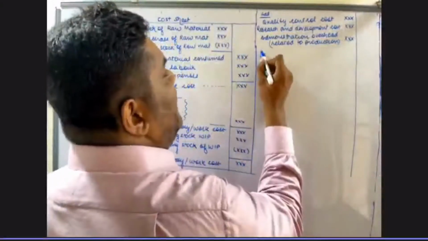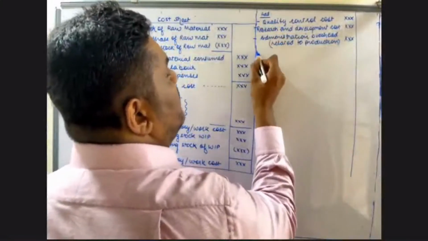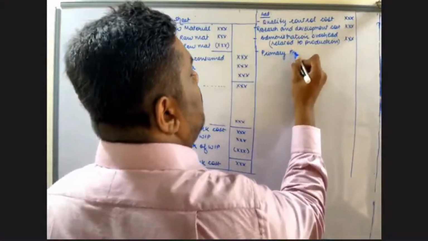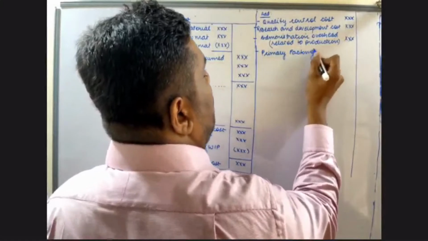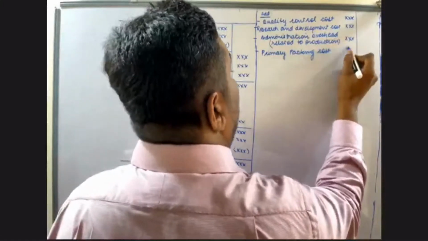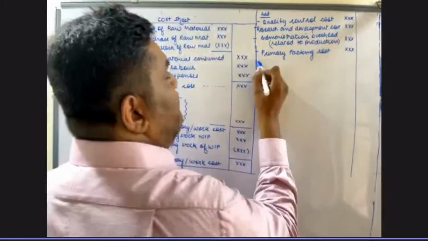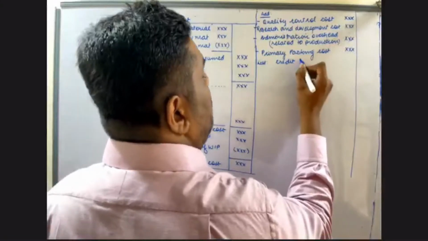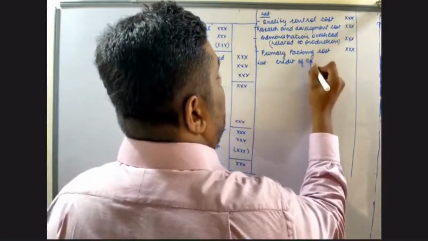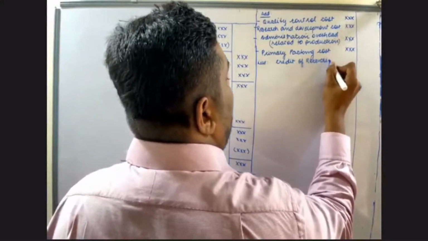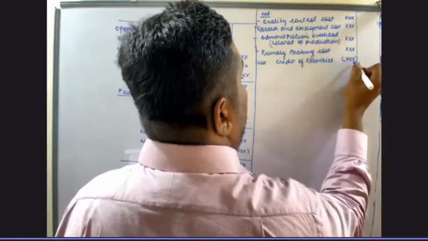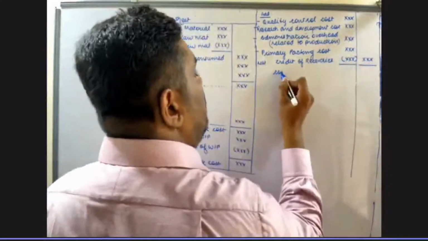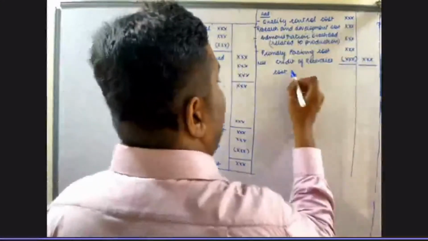Thereafter, we will add primary packing cost. And we will subtract credit of recoveries. All these will be adjusted to calculate the cost of production.